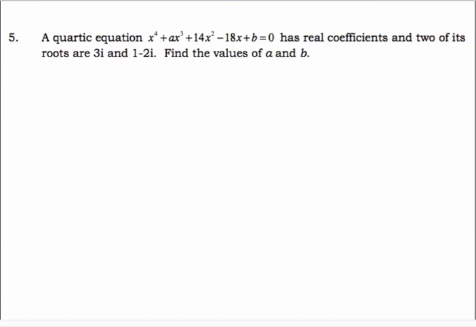Next we've got a polynomial of degree 4, and we're going to find a and b in this one. Very similar question. These are two of the roots, so two more roots are -3i and 1 plus 2i. The sum of the roots is going to be -a over 1, or just -a. If we add up all these roots, because they're all complex and they come in pairs, the imaginary parts are going to cancel. We're just going to get 2. This means a equals -2.